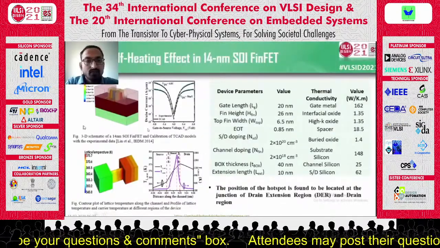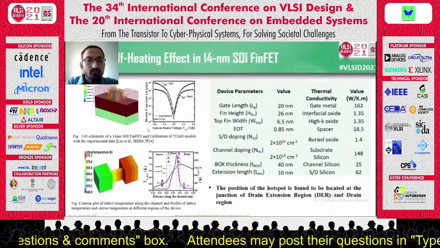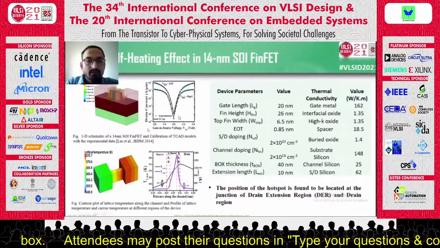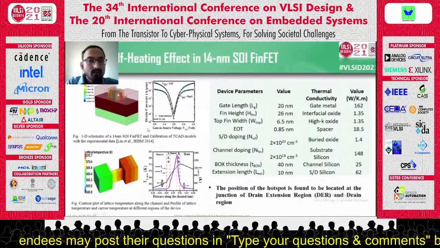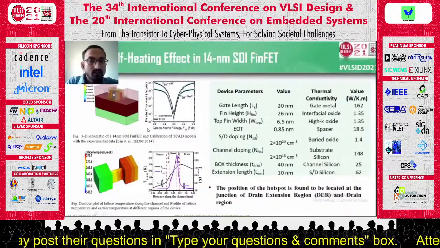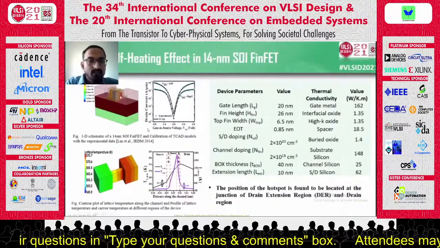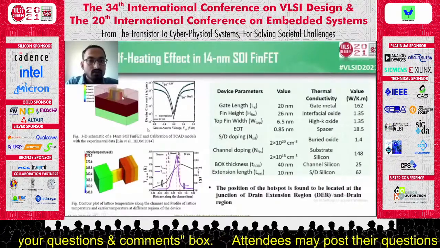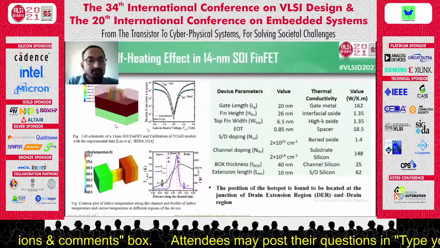Here we have shown the 3D schematic of a 14 nanometer SOI FinFET and the calibration of our simulation framework with the experimental data. Here we can see the doping profile of the channel and the extension region. It can be seen that there is a constant doping in the channel region, however a Gaussian doping in the extension region.